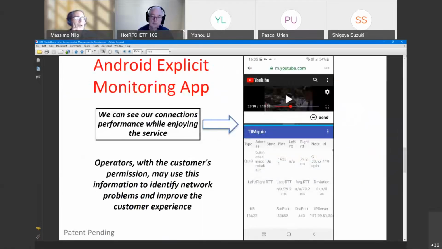For example, when you launch the YouTube application with a video that flows continuously, you can see directly in real time what happens to your connections on the network, what the measurements are for delay or loss, and what kind of connection you are using. The operators, with the customer's permission, may use this information to identify network problems and improve the customer experience.